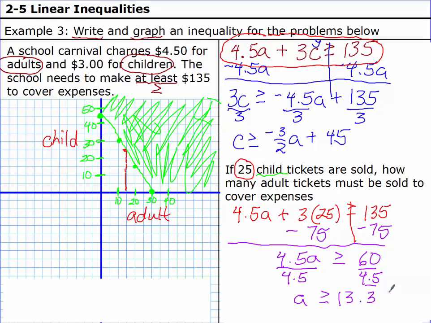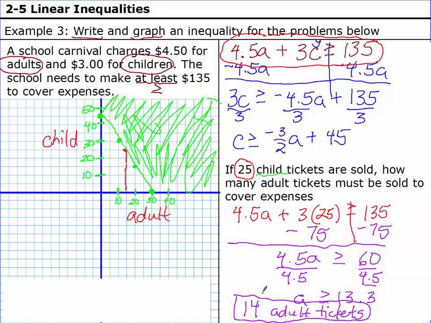So you got to think real world again in this situation. It's impossible to sell a third of a ticket. So how many tickets do we have to sell? Normally, in math, we round that down to 13, but that doesn't work for us in this situation, because if we only sell 13 adult tickets, there's that extra third that we really needed to get to our 135. So 13 is actually not going to be enough, so in this case, we have to say that we have to sell 14 adult tickets. You have to round up to cover your expenses.